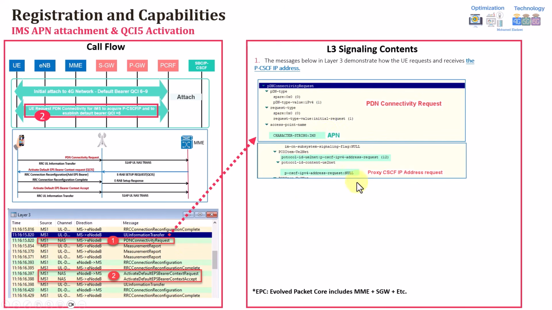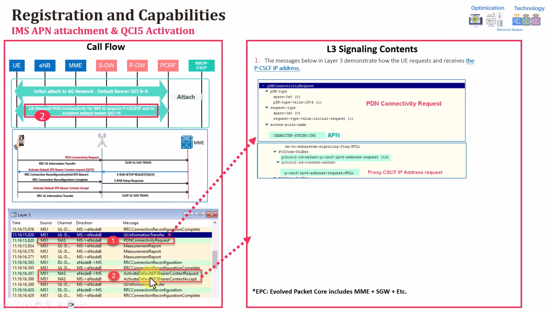Then within this message, you will also find that the user himself is sending a proxy CSCF IP version 4 address request. He's requesting, I would like to get the address of the P-CSCF, which, if you remember, was the first point of contact for the IMS, and the user would like to get that to start doing this third step, which is the registration to the IMS. So here it will be sending the request.